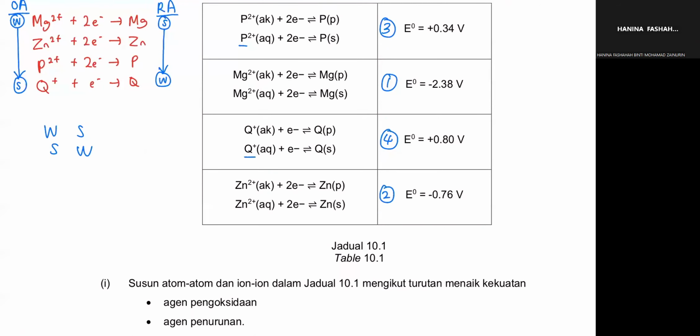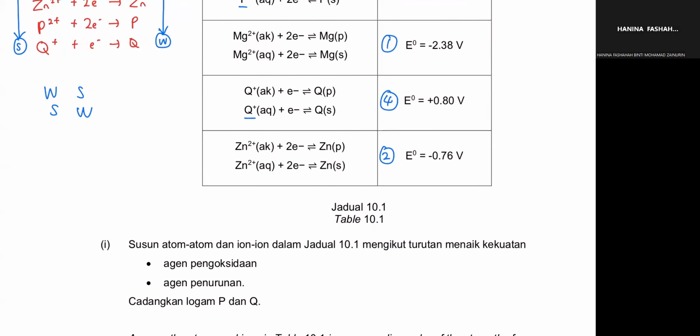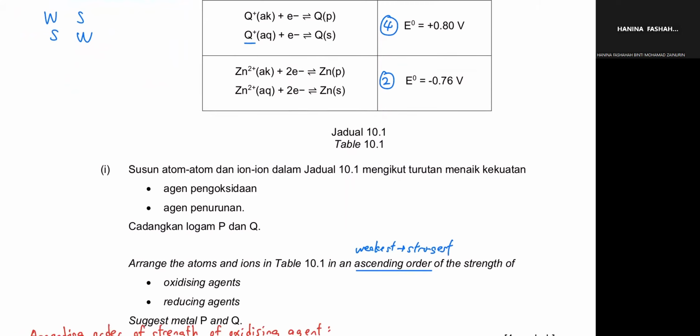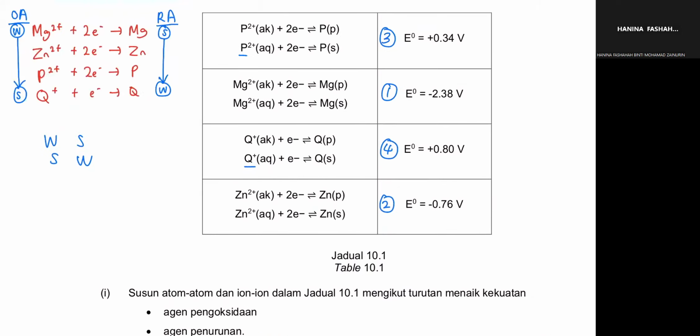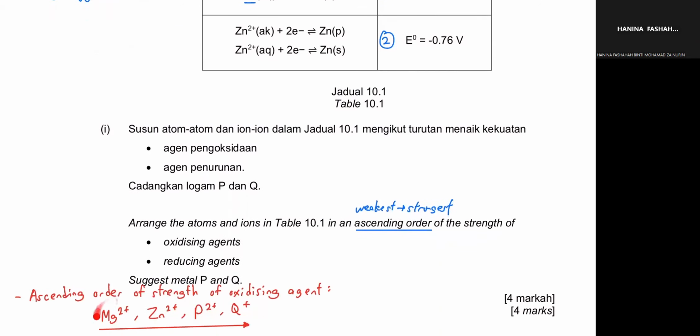So how to arrange based on oxidizing agent and reducing agent. Oxidizing agent means they want to increase with what? Ascending order. Means from the weakest to the strongest, because lowest to the highest. So how? Very simple. If it's oxidation agent, first one is Mg2+, Zn2+, P2+, and Q2+. Before that, this question you have to arrange first, most negative to most positive. Oxidation agent means Mg2+, Zn2+, P2+, Q2+, Q+.